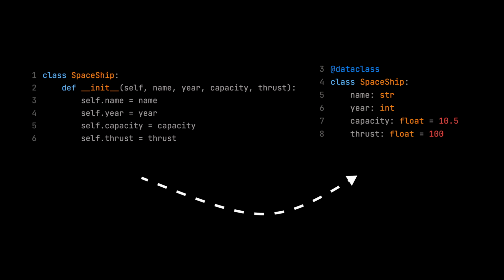Well, Python actually does have a more concise way of defining classes, and it's called the data class. In this tutorial, we'll use a data class to recreate our spaceship example, and also look at some features that you might not know about.